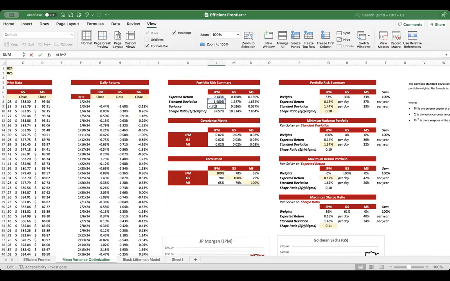This is variance. Just take the square of the standard deviation, you get variance. And Sharpe ratio is nothing but you divide the return by the risk. That's it. Is this clear? Please tell me. Is this clear up till now? How have we calculated the portfolio risk summary?